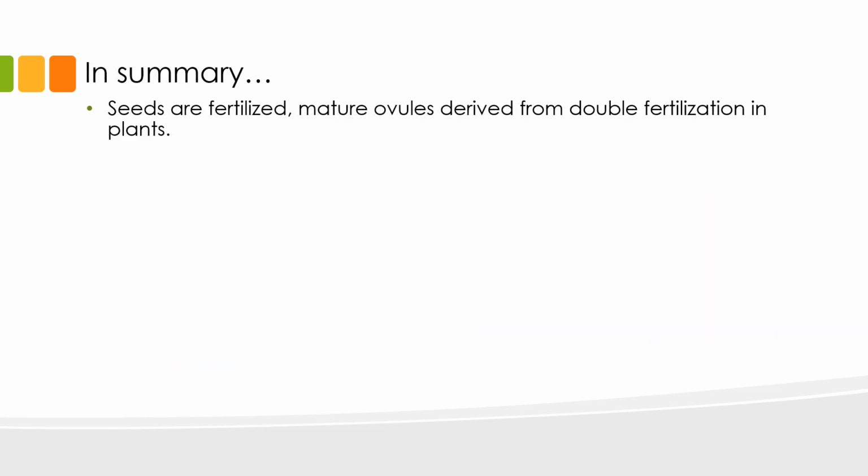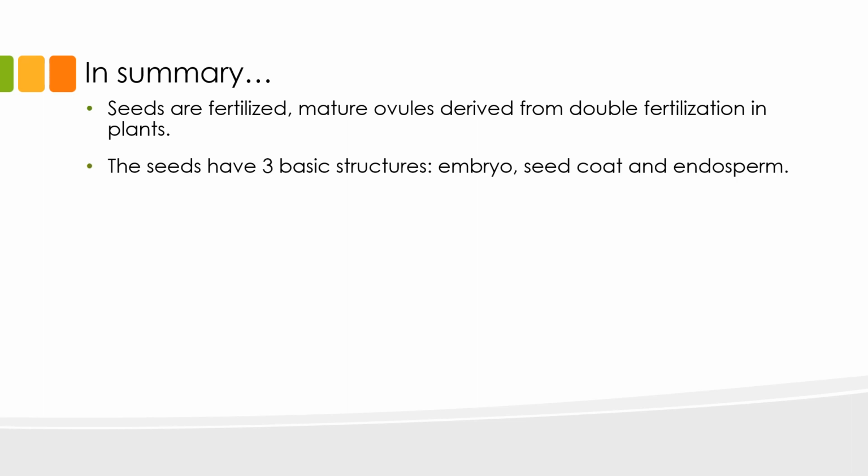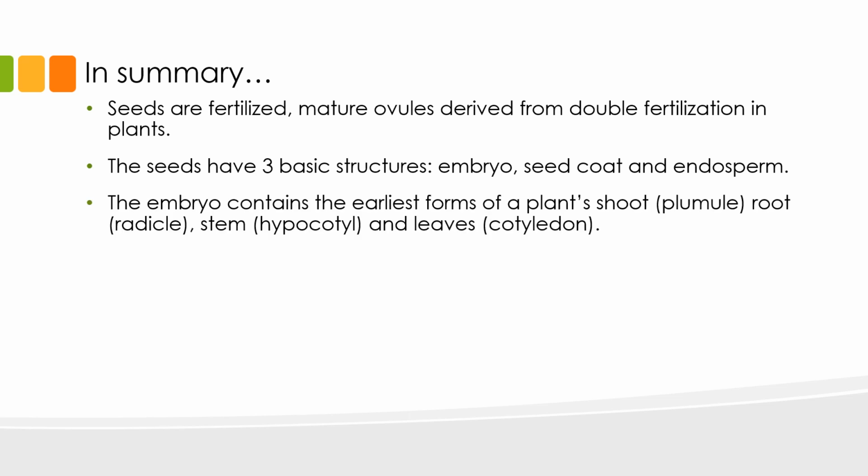To summarize, seeds are fertilized, mature ovules that result from double fertilization in plants. The seeds have three basic structures: the embryo, seed coat, and the endosperm. The embryo is the earliest form of a plant. It contains the plumule, which is the embryonic shoot, the radicle, which develops into the root system, the hypocotyl, which is the embryonic stem, and the cotyledon or the embryonic leaves.